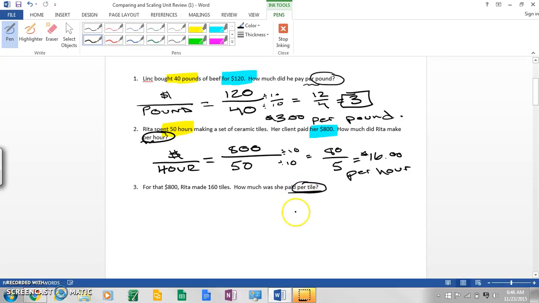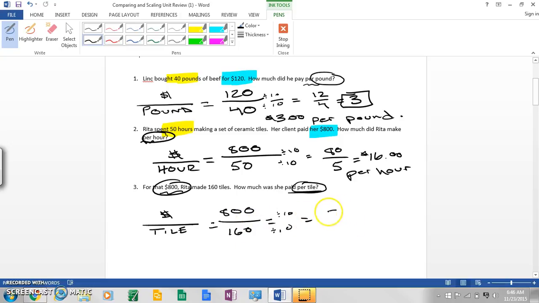For number 3, per tile. So we know that tile will go in the denominator. We know the other thing that we're comparing is the dollar amount. So for that $800, they made 160 tiles. How much was she paid per tile? Well, let's simplify again. Divide both sides by 10. 10 is a good start. You see zeros. That's going to go down to 80 over 16. 80 divided by 16 would be 5. She was paid $5 per tile.